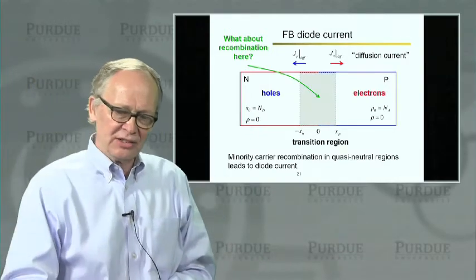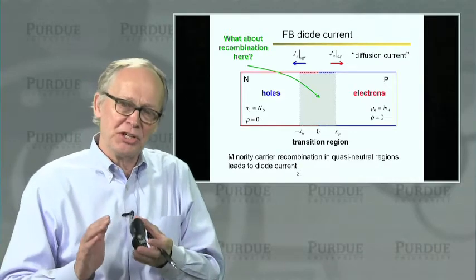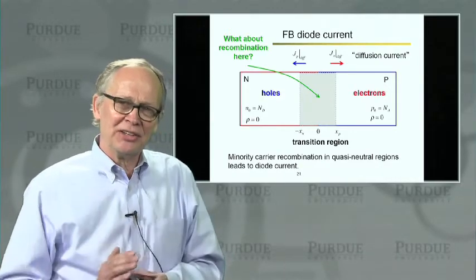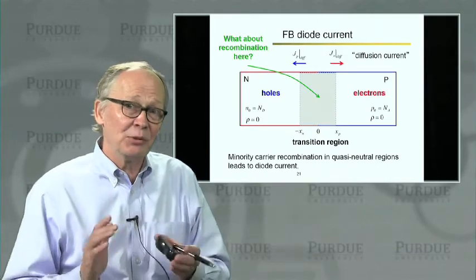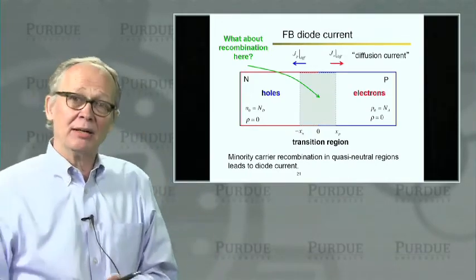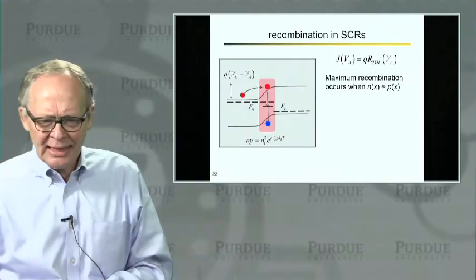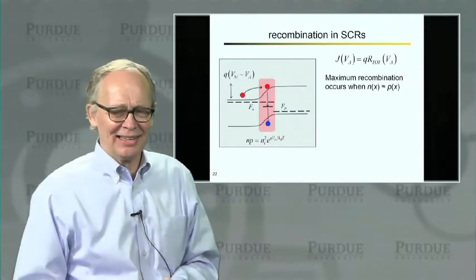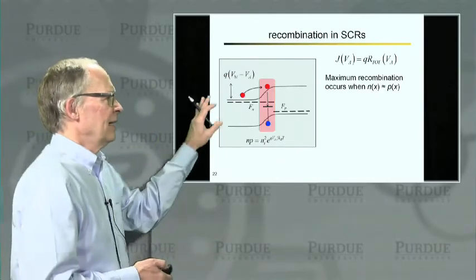Now, one of the reasons that I don't like to call this region around the junction a depletion region, we call it a transition region, is that there really are electrons and holes there, and they can recombine. And when they recombine, we get one electron in the external circuit. So the analysis of this can get a little bit complicated, but let's just get the idea.